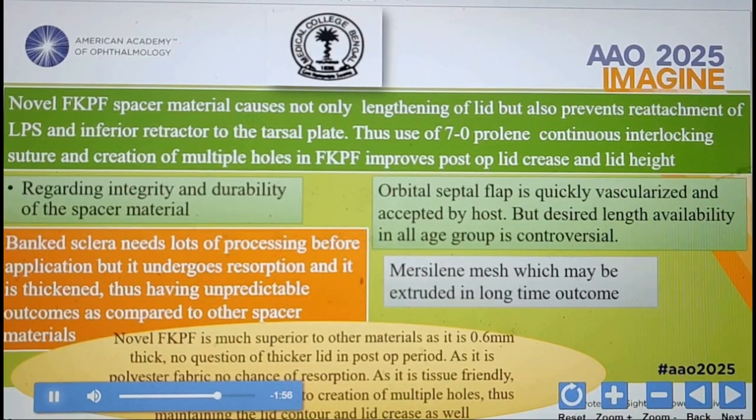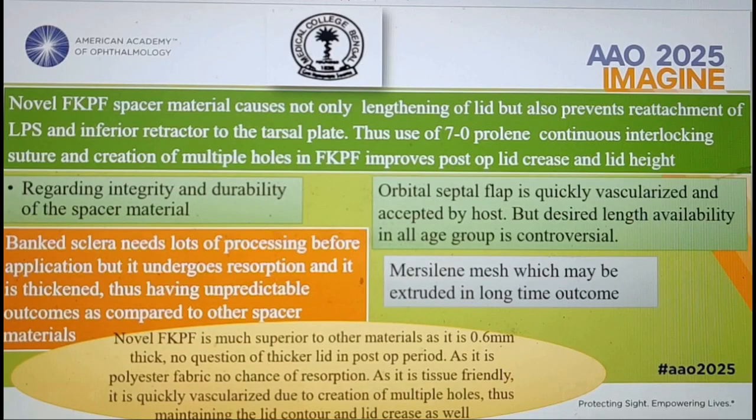The novel FKPF spacer material not only dangles the lid but also prevents the reattachment of the LPS and the inferior retractor to the tarsal plate. Thus, use of polyester suture, continuous interlocking in nature, and creation of multiple holes in the FKPF improve the lid crease and lid height. Regarding integrity and durability of the spacer material, bank sclera needs lots of processing before application, and it undergoes resorption and causes a high immune reaction. Orbital septum flap is quickly and well accepted by the host, but the desired length availability in all age groups is controversial.